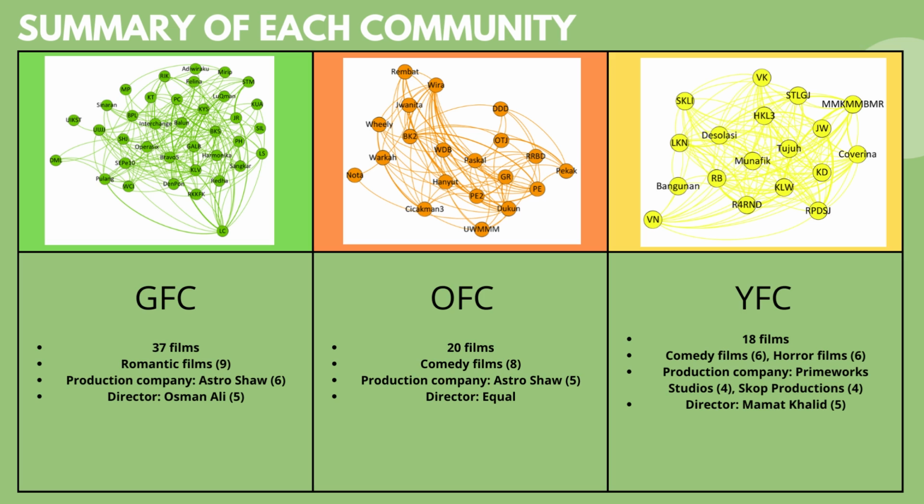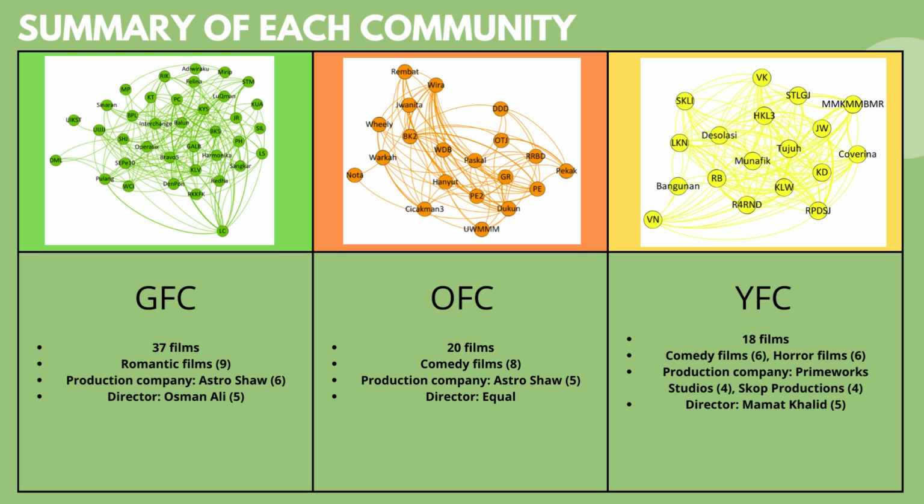Next, in the green community, GFC has 37 films and a highest weight value of 3. Most of the films in GFC are non-romantic films. GFC has a dominant director, Osman Ali, who is well known for his work in romantic and drama films. Although the films are of the romantic genre, other films directed by Osman Ali are also listed in GFC, just like Ira Rahman in PUFC. So this demonstrates that actors who have appeared in films directed by Osman Ali and Ira Rahman are more likely to appear in his or her other films.